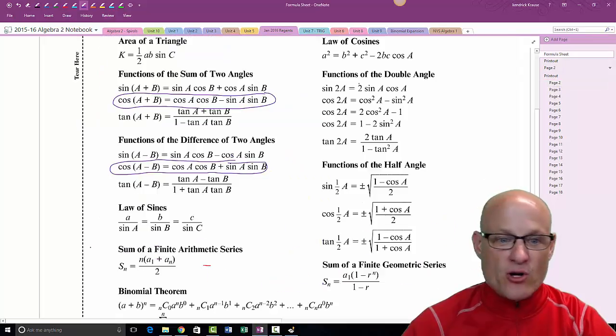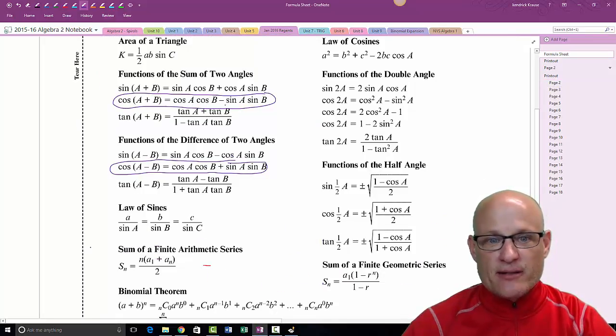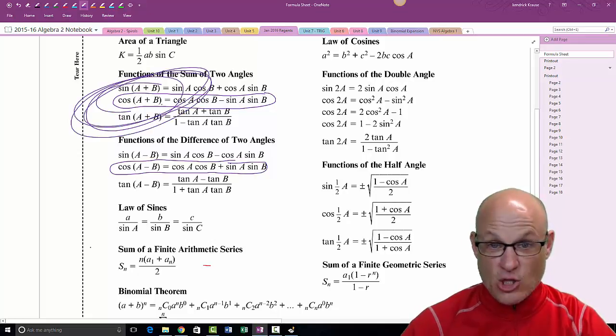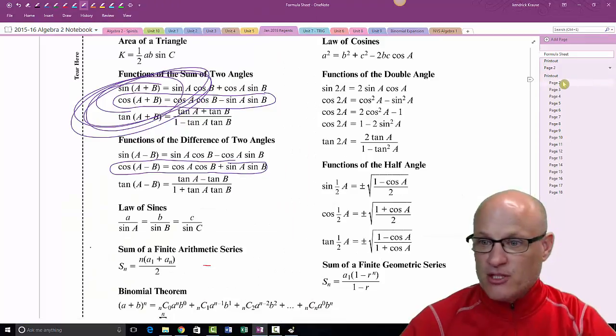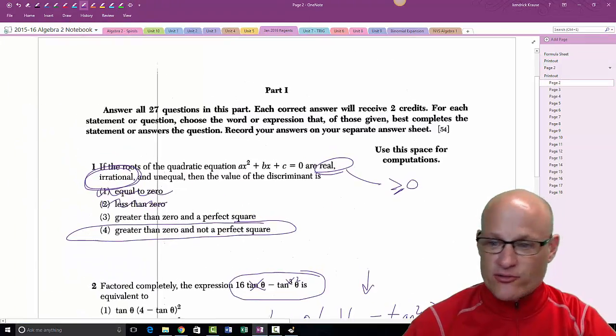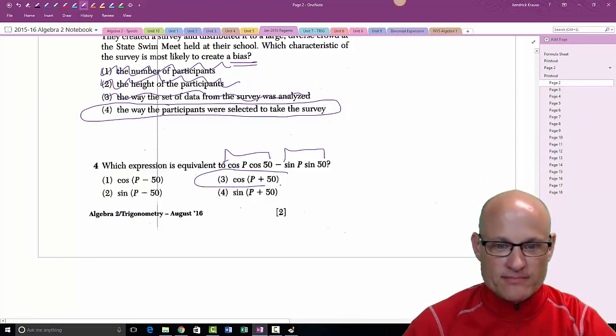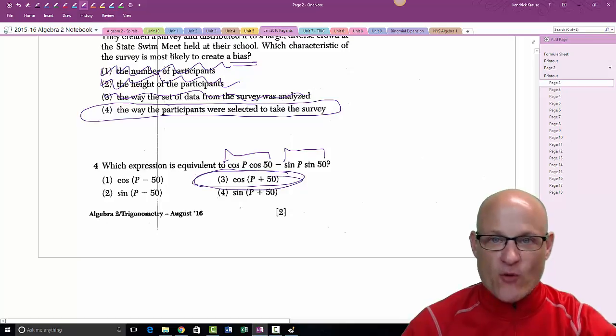Well, that comes from the formula cosine A cosine B minus sine A sine B. So that's this thing right here, cosine of A plus B. So when I go back to here, I'm looking for the one that says cosine plus. And there it is right there. Ka-ching. Anybody 4 for 4?